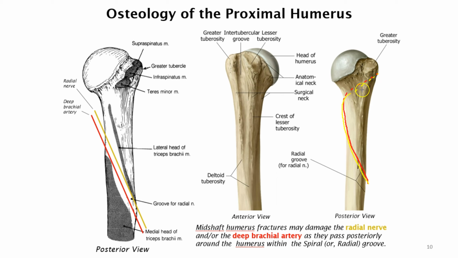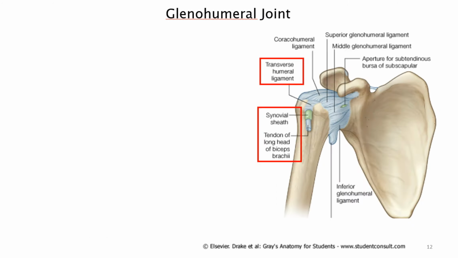That originated from the brachial plexus, the radial nerve, and the deep brachial artery originates from the brachial artery. Again, this is a posterior view, so we can see it spiraling around posteriorly.